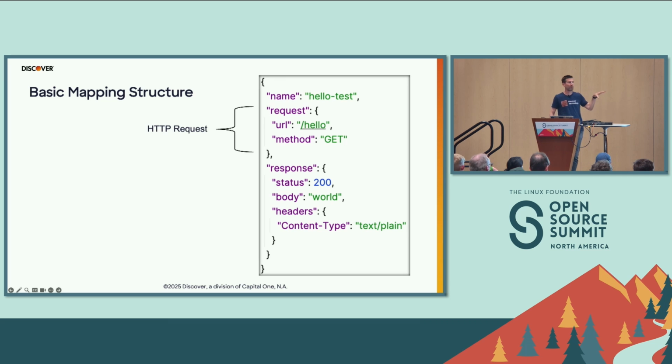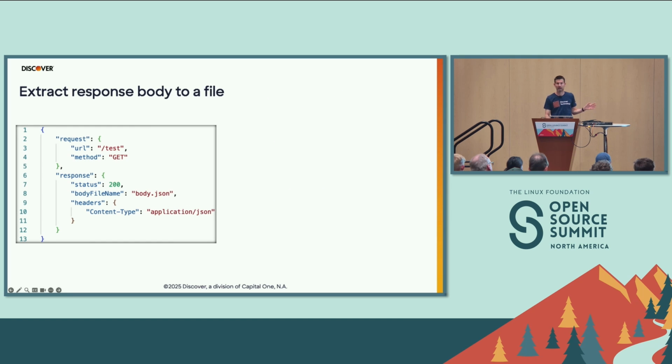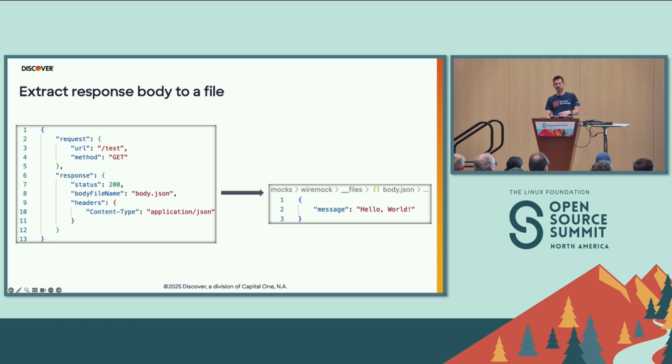You first define your request, how you're matching it with a URL and an HTTP method. And then you define the response: the status code, the body, and headers. If you notice, the body here is inline with the actual mapping file, but you also have the option to extract that out to a separate file, so you can reference the file name and have that be the content, because especially with JSON, trying to escape quotes inside of another quoted string is a little cumbersome.